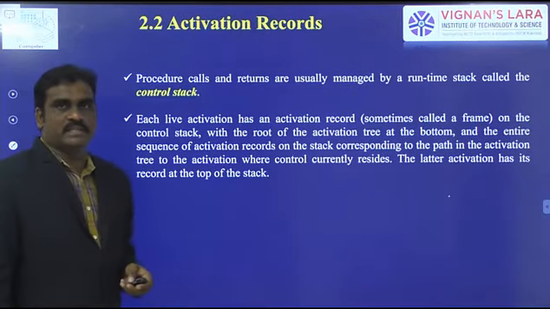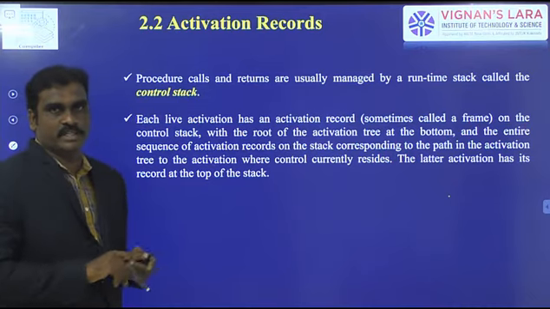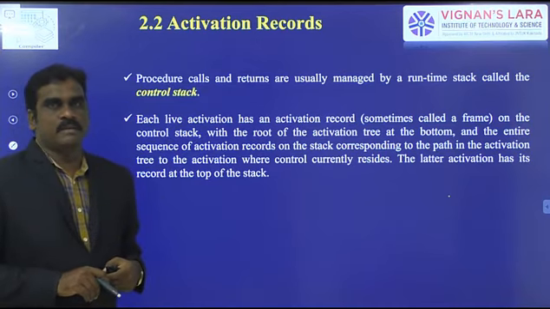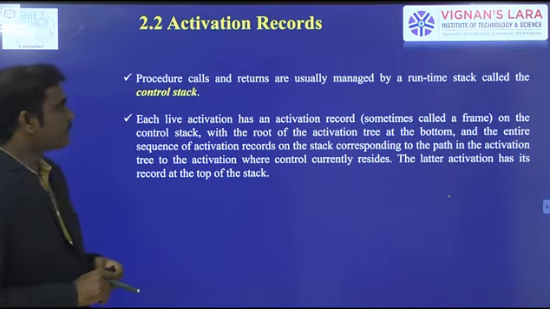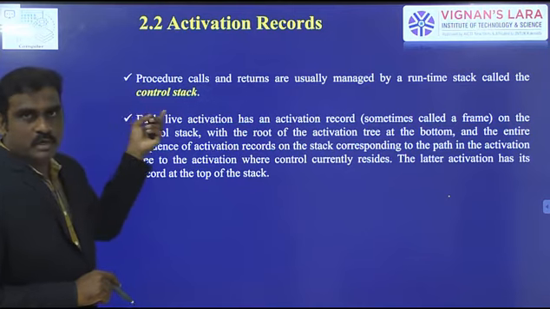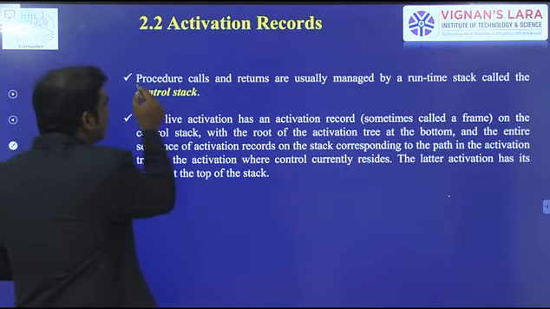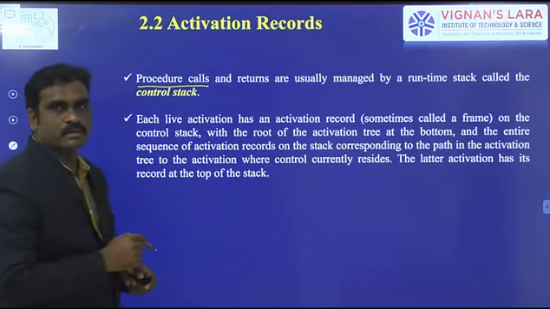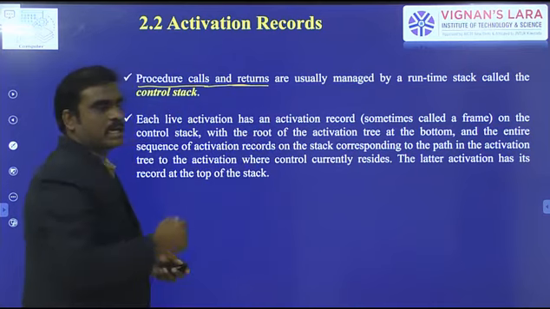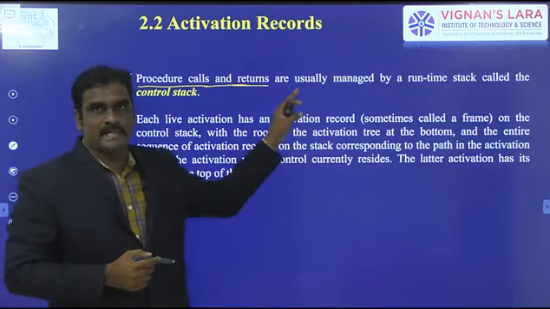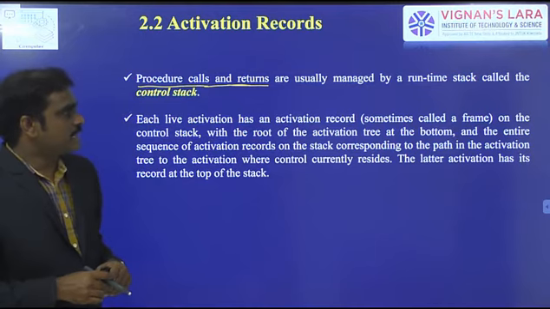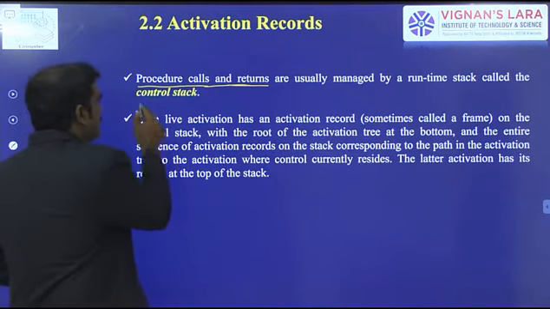And the second point is, in stack allocation, the first point was about activation trees and the second point is the activation record. So what is meant by activation record? Here, the activation record is related to the control stack. The procedure calls and returns are usually managed by a runtime stack. That's why we can call it a control stack.